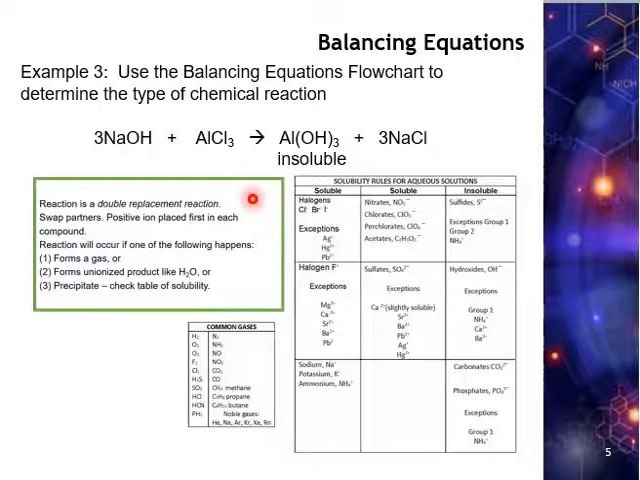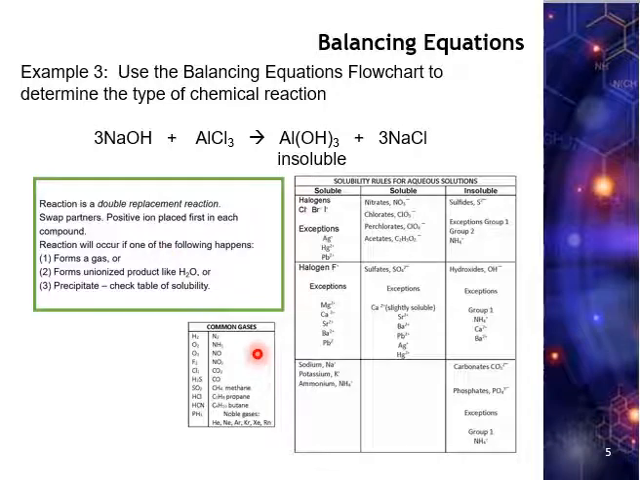This is a double replacement reaction. You swap partners. The sodium goes with the chlorine, and the aluminum goes with hydroxide. So outsides go together and insides go together, and make sure that you write the positive ion first in the compound. A double replacement reaction will occur if it forms a gas.